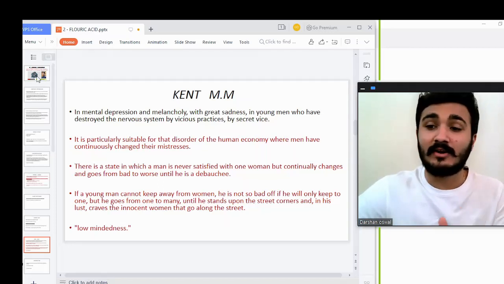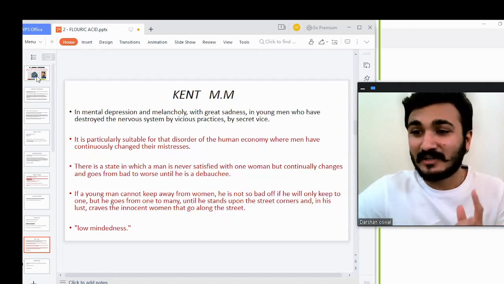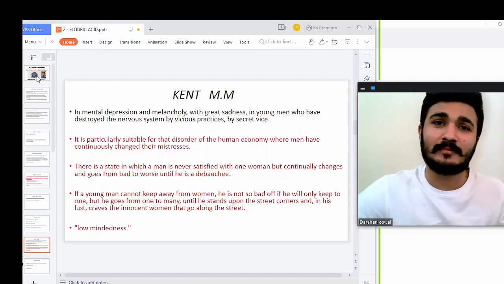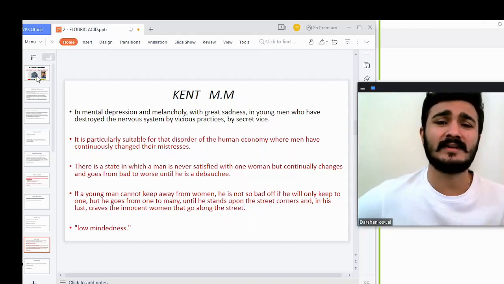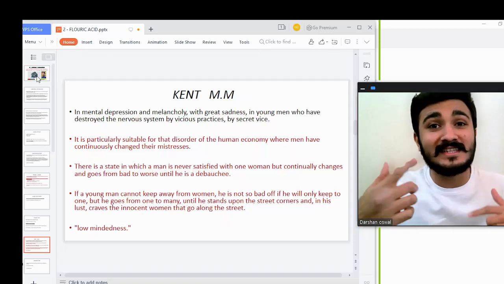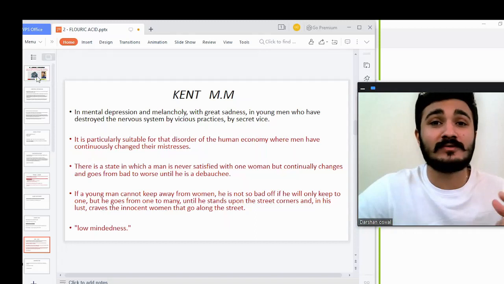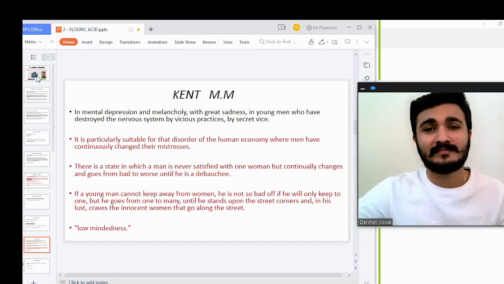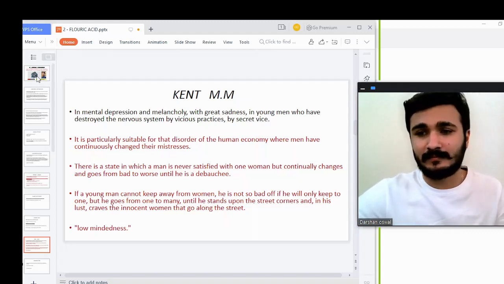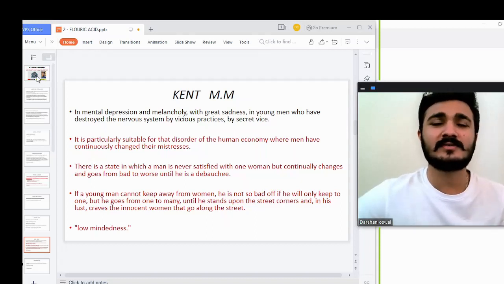If a young man cannot keep away from women, he is not so bad off if he will only keep to one, but he goes from one to many until he stands upon the street in his lust. You cannot see fluoric acid satisfied with one thing. He always needs to be on the move. Needs to be on the move physically, needs to be on the move with girlfriends, wives, partners, needs to be on the move with his assets, you can say cars, possessions. He will keep changing. He cannot just have one.